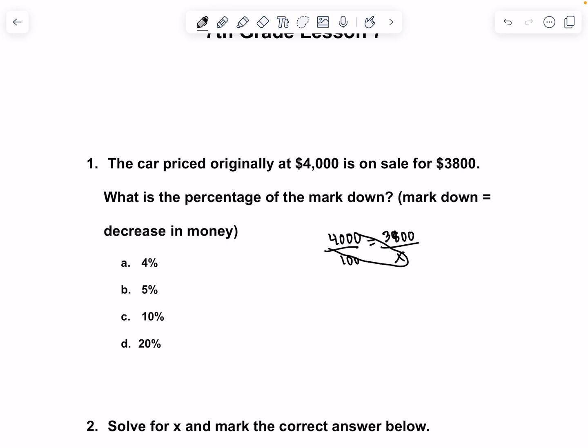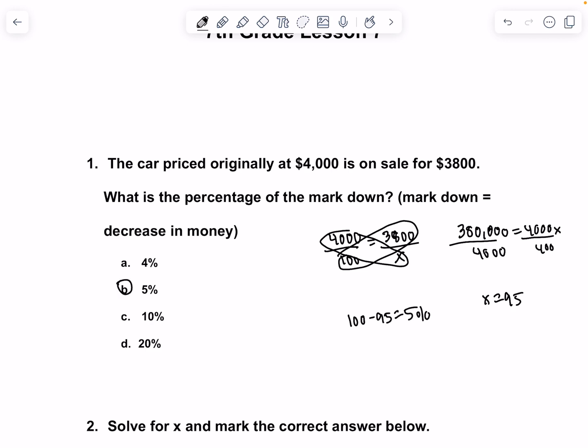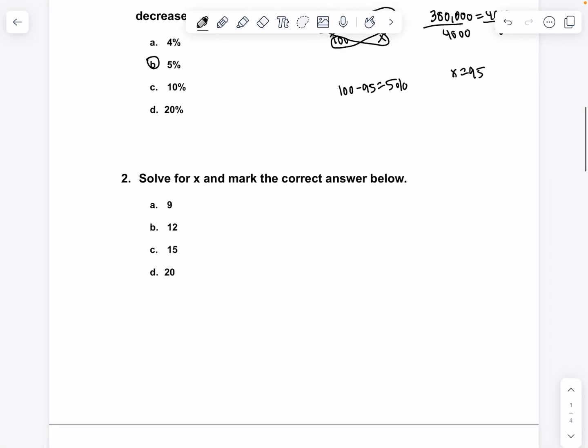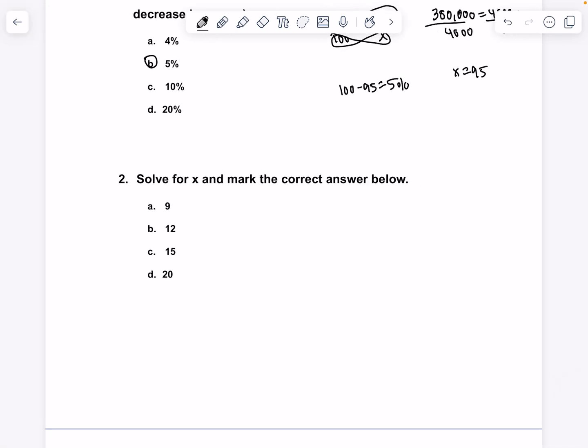So 4,000 times X equals 100 times 3,800, which should be 380,000 equal to 4,000 X. And once we do that, we'll get X is equal to 95, and we're trying to find the percentage of the markdown. So subtract 95 from 100, which should give us 5%. The answer is B. The next problem is an error because there's no problem and context to solve.